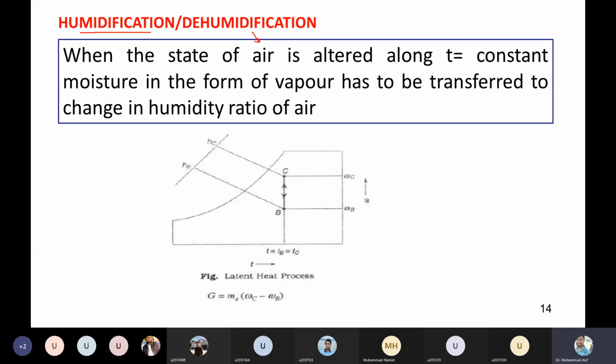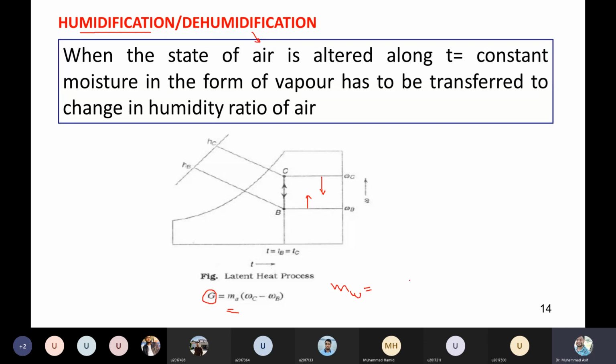As I explained earlier, if we are increasing, the omega value will be increased from bottom to top. That's called the humidification process. Similarly, when the vapors are removed, it goes from top to bottom, right? Basically, the moisture added or removed is the difference of the specific humidity. I mean, the mass of the water vapors that are added or removed is equal to, let's say, omega C minus omega B multiplied by the mass of the dry air. So this is basically the mass of the water vapor.